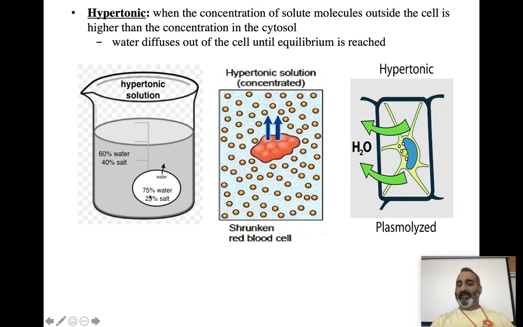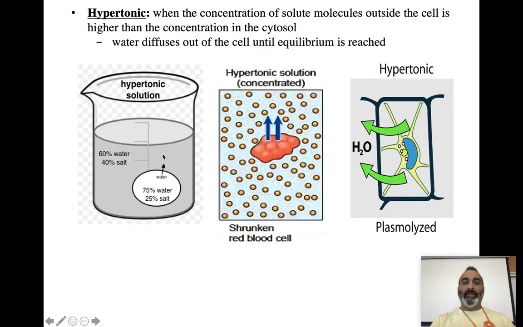So let's look at this environment. Here's the cell again, same cell, 75% water, 25% salt. On the outside of the cell, hyper, we have a higher tonic. Now we have 40% salt on the outside. So the salt is higher on the outside. So look where we have more water. There's a higher percentage of water: 75% water on the inside, 60% water on the outside. The water wants to balance itself out.